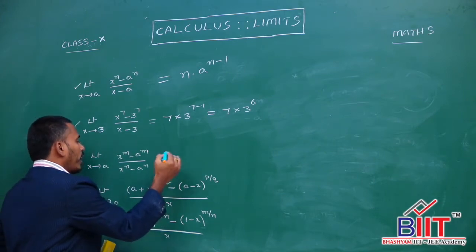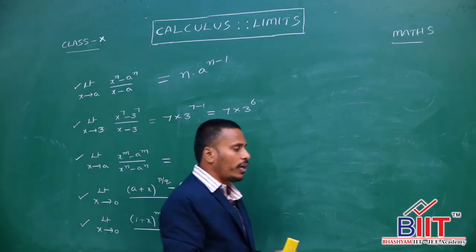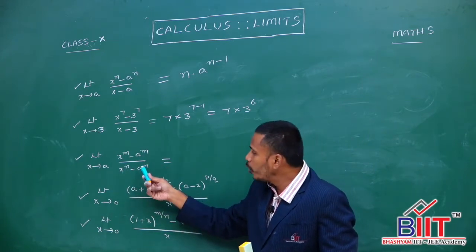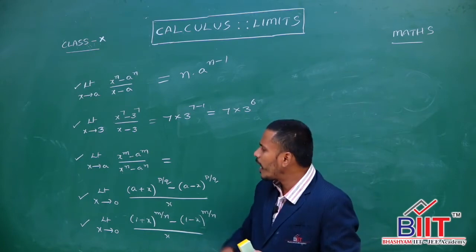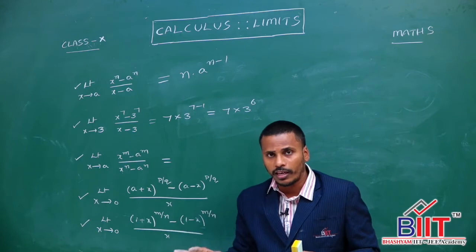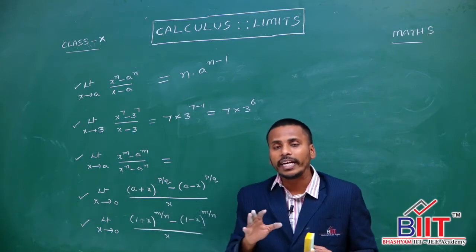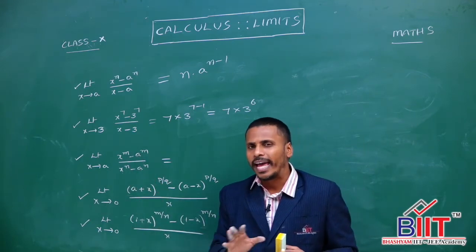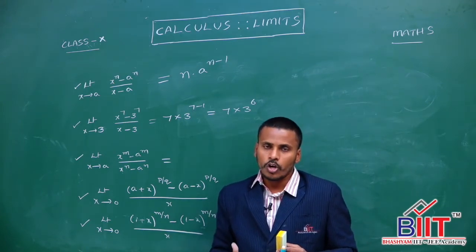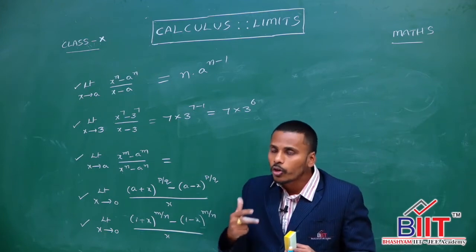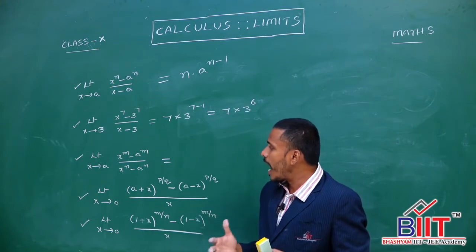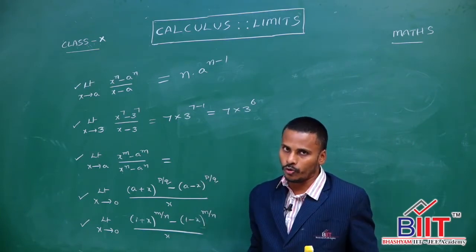Now let us think about the next one. Limit x tends to a, (x power m minus a power m) by (x power n minus a power n). We need to calculate its limit value. Again, we have different ways to calculate it. First of all, directly if you replace x with a, its answer is 0 by 0, indeterminate. But we won't accept indeterminate forms. To avoid it, go with factorization, go with the L'Hospital rule, or go with this standard limit. That's your choice, but here I am moving with the L'Hospital rule.